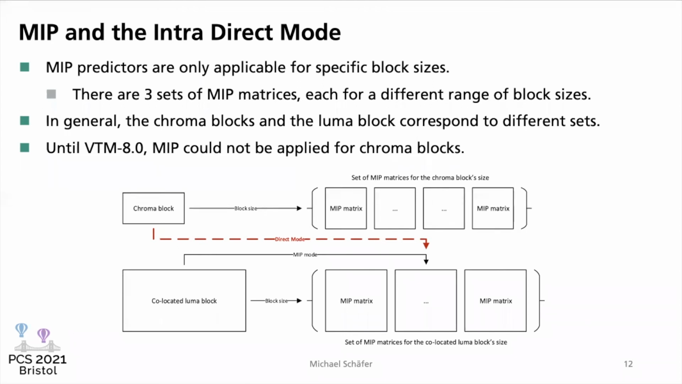The figure below shows an example of a chroma block and its co-located Luma block. Due to the different block sizes of these blocks, the sets of available MIP matrices are distinct from one another. For the co-located Luma block, one of the MIP modes from the corresponding set is applied. Now, applying the intradirect mode for the chroma block, depicted as red arrow, refers to using the same MIP mode as this co-located Luma block. Thus, the direct mode would refer to the wrong prediction mode, because the set of available MIP matrices for the chroma block's size is entirely different.